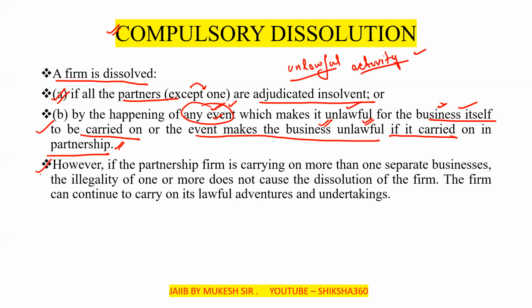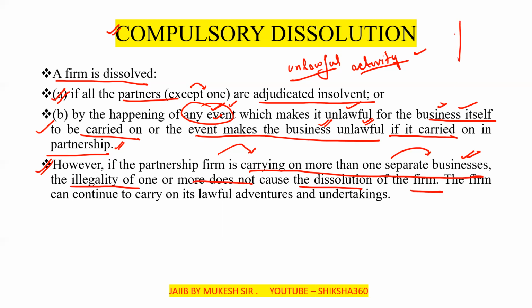Next one is, however, if the partnership firm is carrying on more than one separate business. Sometimes the partnership firm is doing more than one business. If the firm is carrying on more than one separate business, then the illegality of one or more does not cause the dissolution of the firm.